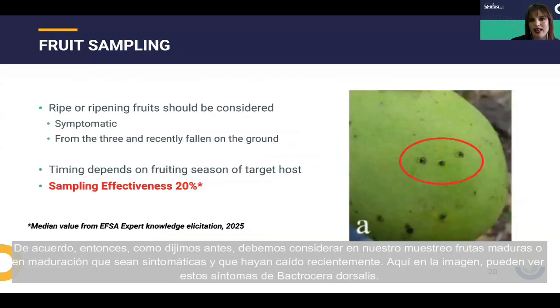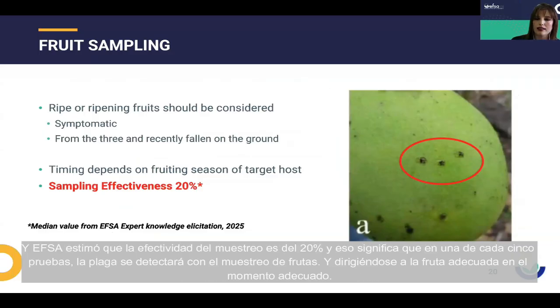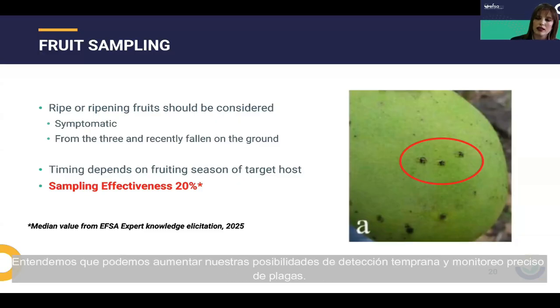Okay, so as we said earlier, in our sampling we have to consider ripe or ripening fruits that are symptomatic and recently fallen. Here in the image, you can see these symptoms from Bactrocera dorsalis, and EFSA estimated that the sampling effectiveness is 20%, and that means that in 1 out of 5 trials, the pest will be detected with fruit sampling. By targeting the right fruit at the right time, we can increase our chances for early detection and accurate pest monitoring.